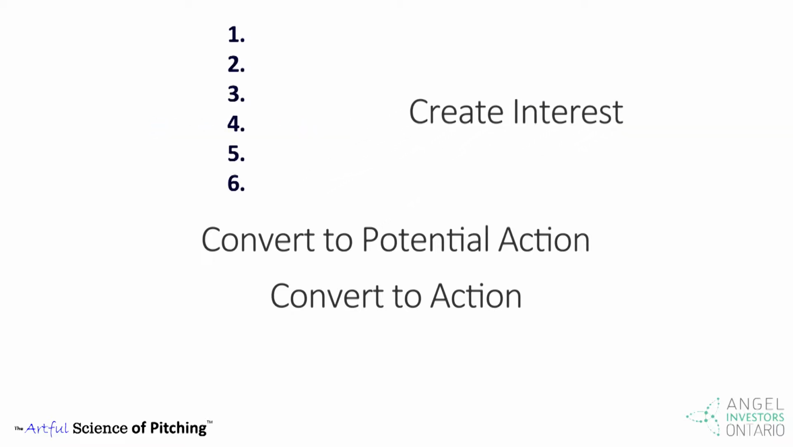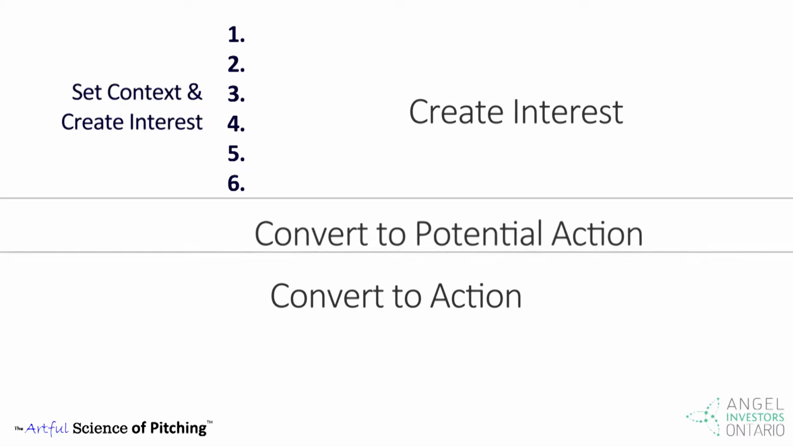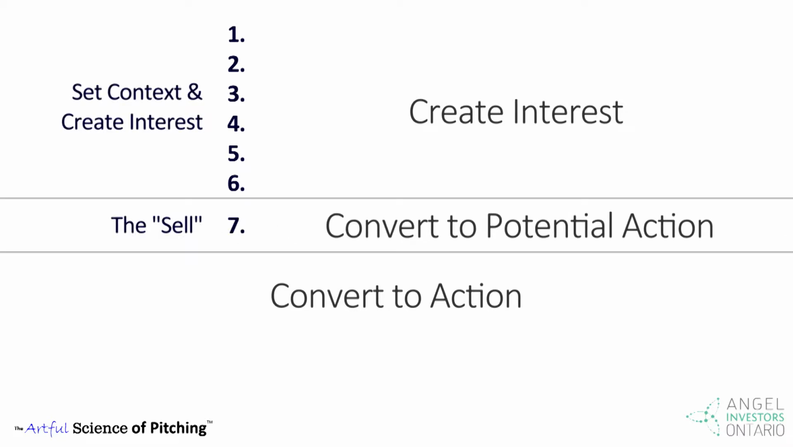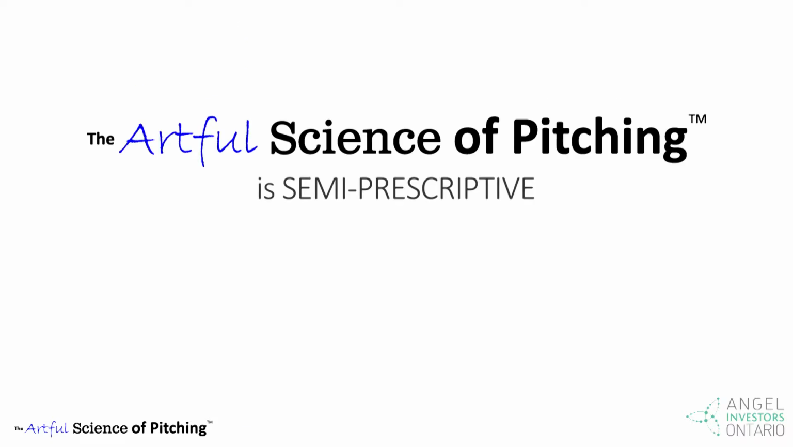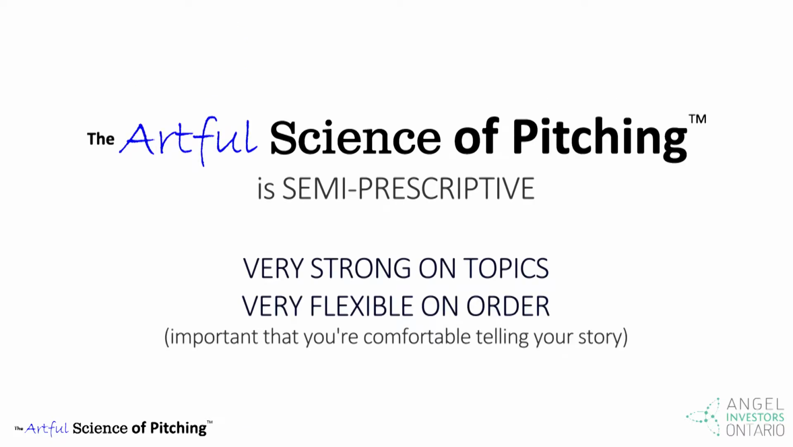The first 6 deal with generating interest. The middle one is the one that deals with converting interest to potential action. And then the last 6 deal with closing what I call the sale. The 13 items are important to me, but the order is not as important to me. The order needs to be of extreme importance to you because you're the one telling the story, you're the one delivering the pitch. We start with a very simple one, the introduction page.